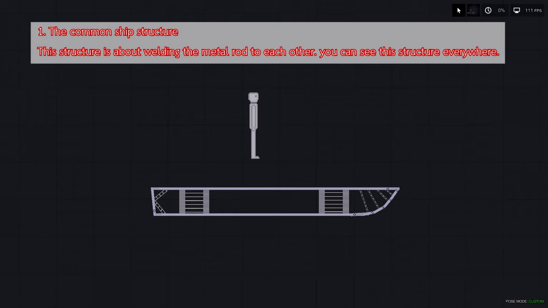1. The common ship structure. This structure is about welding the metal rods to each other. You can see the structure everywhere.